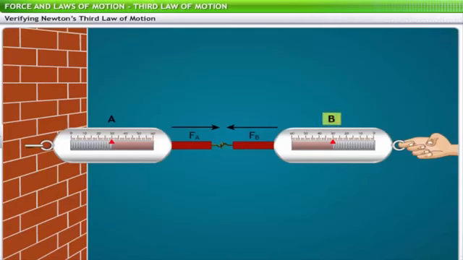And as you pull B, its spring expands due to the applied force. Since A and B are hooked to each other, B exerts force on A, expanding the spring therein.